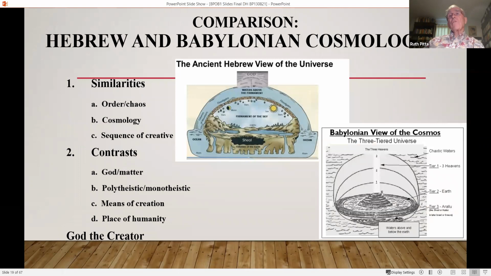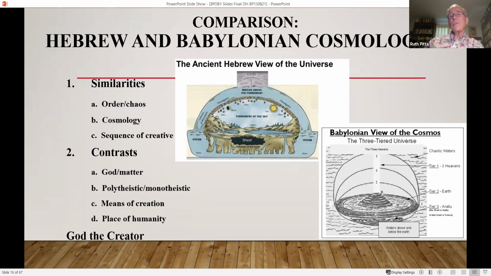So similarities of the accounts in the Hebrew and Babylonian cosmology: you have the idea of beginning with chaos and bringing order out of it. So both of them have that. Both of them have this common cosmology, that is a 3-layer cake understanding of the world. And then they both have, interestingly enough, a sequence of creative acts. So the sequence of 6 days that we have in the Bible is also there in the Babylonian literature as well. So that's similar. And that's to be expected if these people come from the same place. However, there are contrasts.